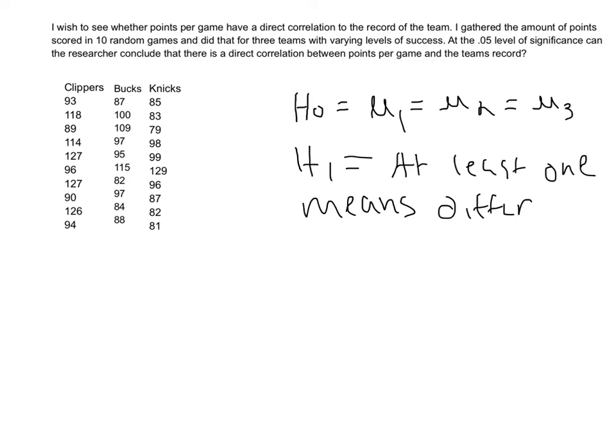Next, you need to find K, which is the number of rows, which is 3. And then you need to find N, which is the number of samples, which is 30, because there are 10 in each row. You find K and N to help you find the critical value. And to find the critical value, you use inverse F.